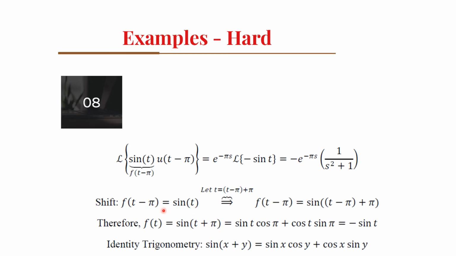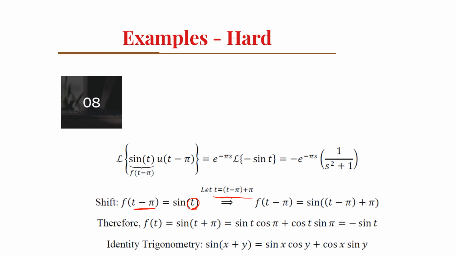When you look at this, this is t minus pi and this is t. So you cannot do the shifting because it's not in the same form. You don't see t minus a to allow you to do the shifting. So the solution is you need to generate or create the t minus a, but please make sure that you don't change the equation. The easiest way is you let t equals (t minus pi) plus pi.